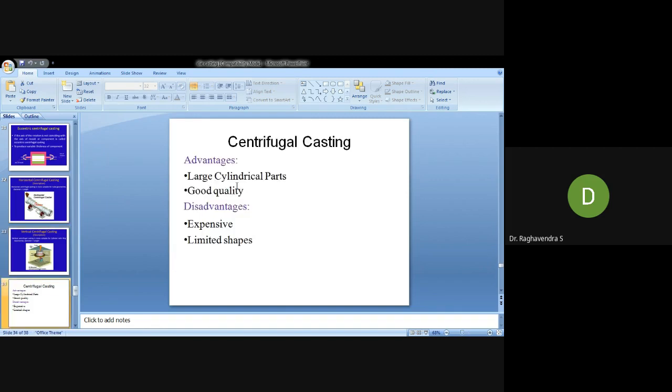So advantages: large cylindrical parts, meaning cylindrical or spherical or circular parts can be made. Quality will be good. Disadvantage is it's expensive because you require motor, mold, pouring facilities, all these things. And limited shape. Of course, whenever they talk about centrifugal casting, remember, dear students, it's limited to circular shape only or elliptical shape only. Getting my point? Okay, sir. You can make rectangular, square kind of things, but first you have to make circular, then you have to trim it. That becomes a very costly procedure.